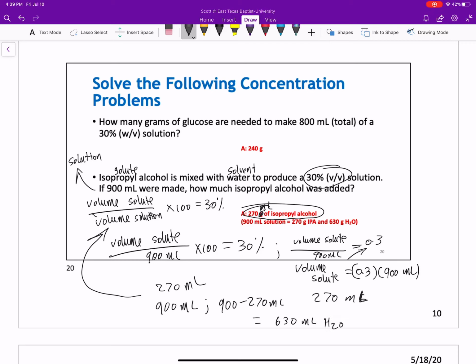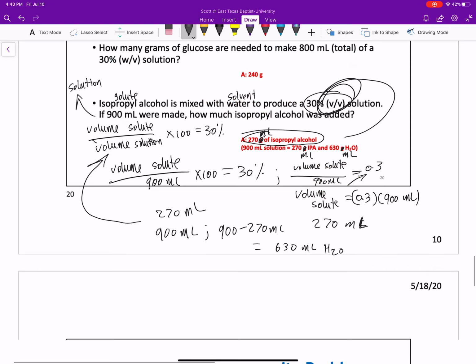Okay, and I'm not entirely sure why on this slide there's so many typos. That should be milliliters, and that should be milliliters right here as well. So I apologize. We're not dealing with masses, we're dealing with volumes.